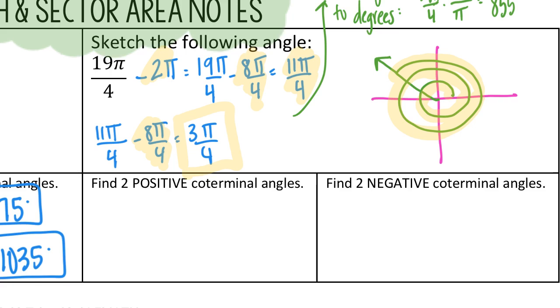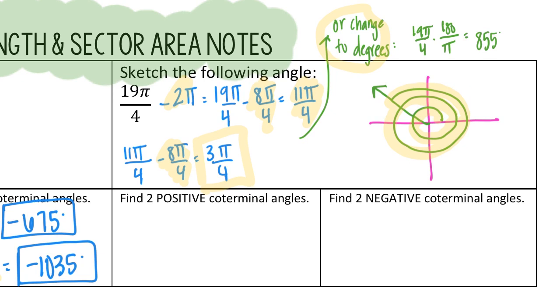If you don't like that radian stuff, you can always change to degrees, and that is what I did up here in the top right. Took 19 pi over 4, multiplied by 180 over pi, you get 855 degrees. Then you can keep subtracting 360 until you get an angle that is within your regular 360 degrees, and you'll find that it's, I think, 135. It also lands in the second quadrant.